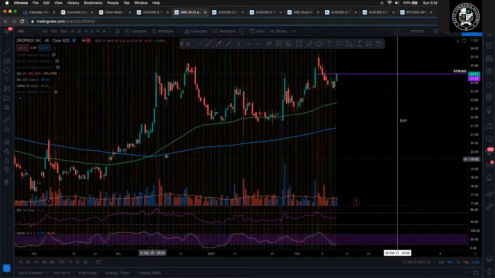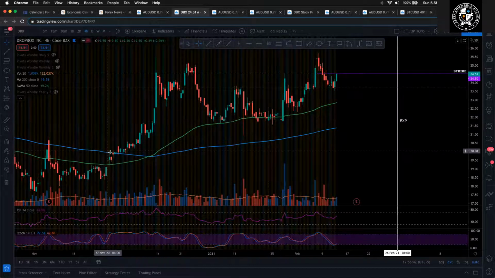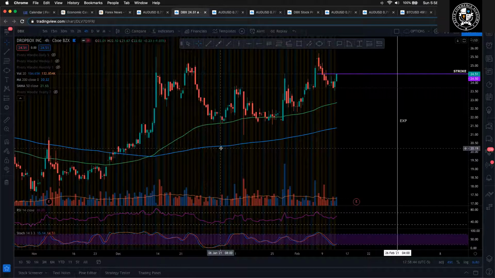I'll just keep it simple. I use a smooth and I use a regular moving average. My smooth moving average is the smaller time frame, which is 50. And then the bigger time frame is the regular moving average, which is 200.